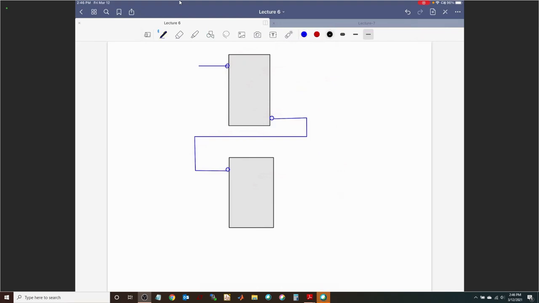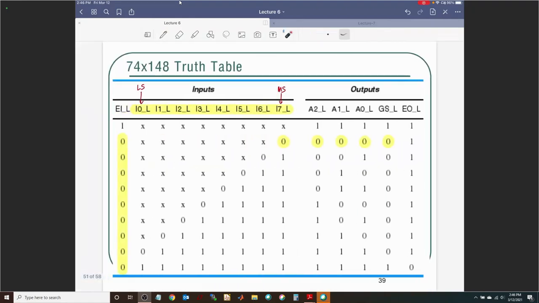So this would be the enable input, EI_L. This would be EO_L, which will be connected to the next enable input. That's the purpose of that. So when you are operating the first chip, it is enabled and you got something. You don't want that to enable the second chip, so the enable output from the top chip is now inactive. You're not enabling the next one.